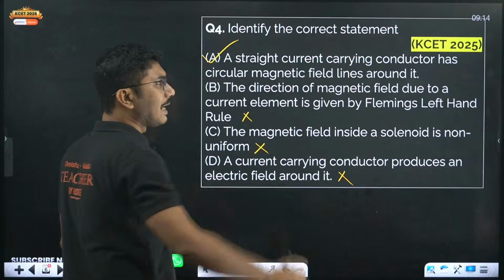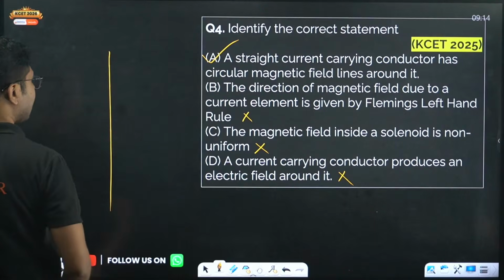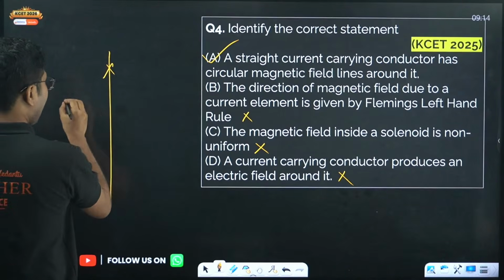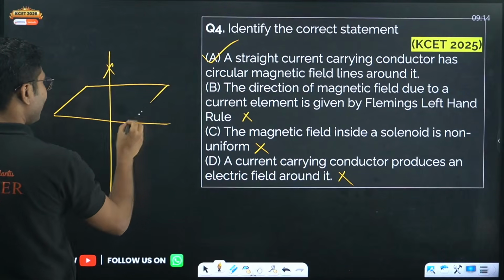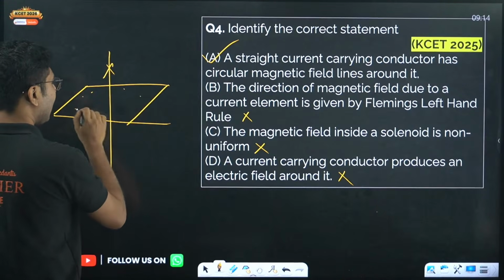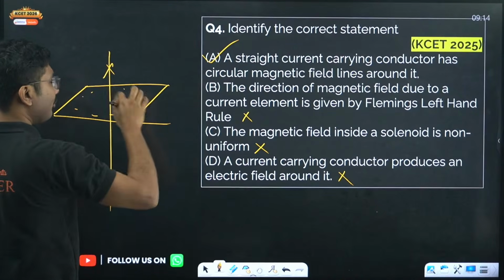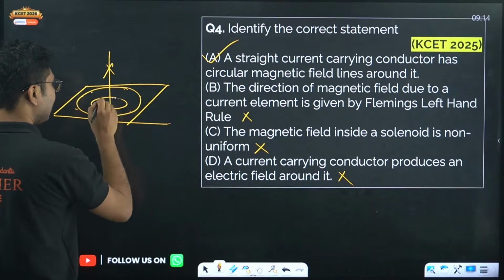And a straight current carrying wire has circular magnetic field lines around it. So if this is a straight current carrying wire, you have done this experiment in your class 10th, not physically but through your books. Okay, current carrying wire, you have some iron filings spread over the cardboard. You tap the cardboard, you observe some circular patterns emerge on the cardboard.